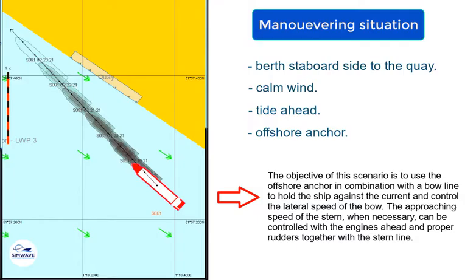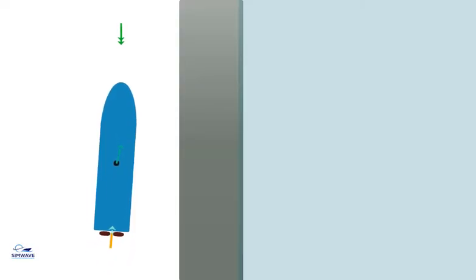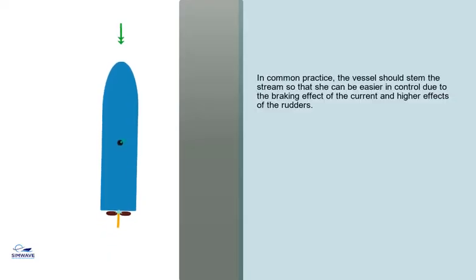The approaching speed of the stern, when necessary, can be controlled with the engines ahead, and proper rudder together with the stern line. The same as scenario number 7, the vessel should stem the stream so that she can be easier to control due to the braking effect of the current, and higher effects of the rudders.